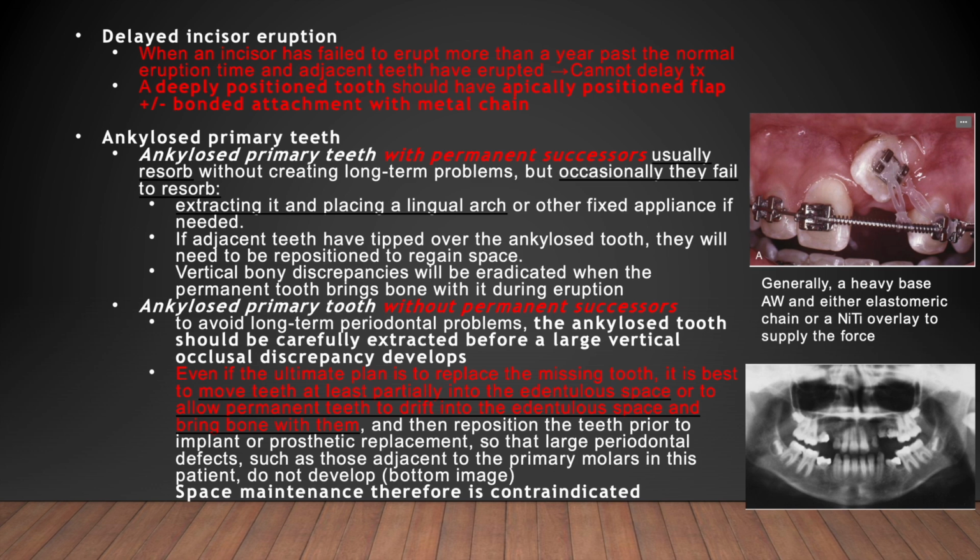Now, in the other case, when you have an ankylosed primary tooth with a permanent successor and you're planning on extracting it, then maybe a lower lingual holding arch or some type of space maintainer should be used in order to prevent any tipping or any space closure and allow this permanent tooth to erupt. But most of the time, this permanent tooth will erupt without any space maintenance, or it would just come out.